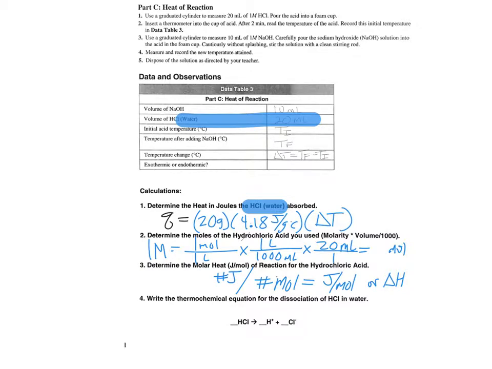If you're having trouble with number 4, look back at the bell ringers that we've been doing the last 2 weeks. We've been writing these both ways on all the bell ringers. So take a look back through those so that you can get a handle on how to write the delta H on the left or the right side based on endothermic and exothermic reactions.